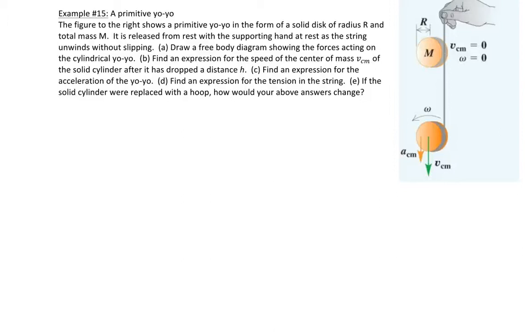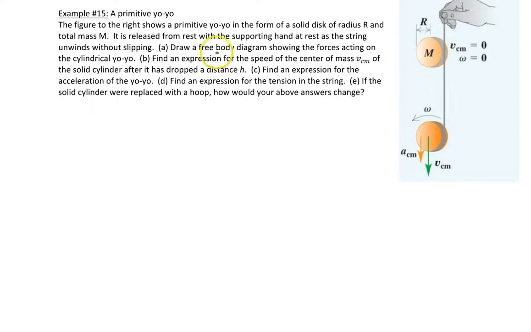Welcome to example number 15, which we label as the primitive yo-yo, or you can simply call it the falling disc lab. So the figure to the right shows a primitive yo-yo, which is in the form of a solid disc with the mass m and radius r, that is being released from rest with a supporting hand, and as the string unwinds out of this disc without slipping.